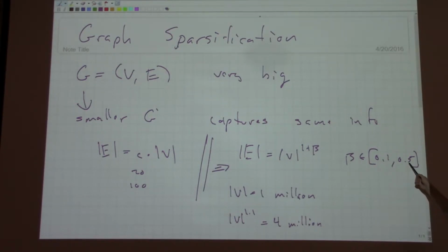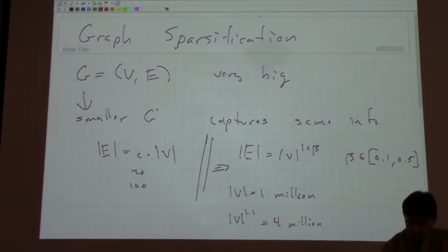If you go to 0.5, now it starts growing more. Oh, I've written this down, I forgot. What is 1 million to the power of 1.5? What is v to the 1.5?